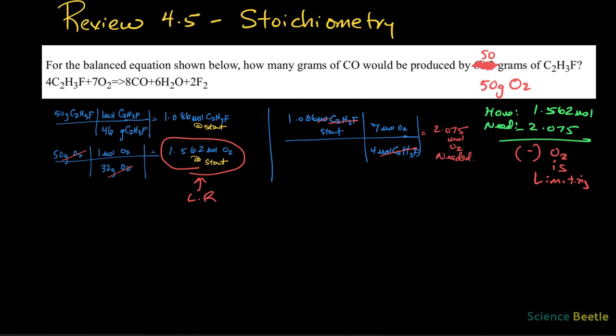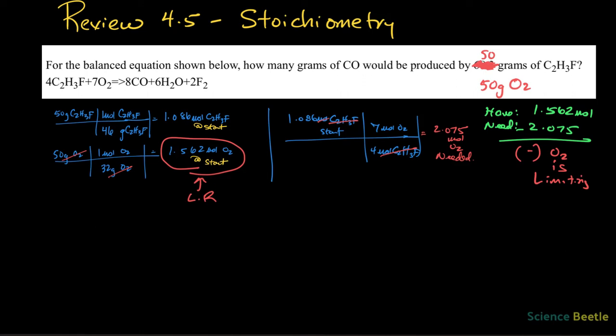Now, in this particular problem, we had originally asked how much carbon monoxide would be produced. Now that we have the masses for the beginning reactants, we just determined which one's going to run out first. So as soon as the oxygen runs out, that means that the products that are being formed are also going to stop being produced. So we can now determine that if 1.562 moles of oxygen is the limiting amount, based on this number, we can calculate how much carbon monoxide is going to be produced.